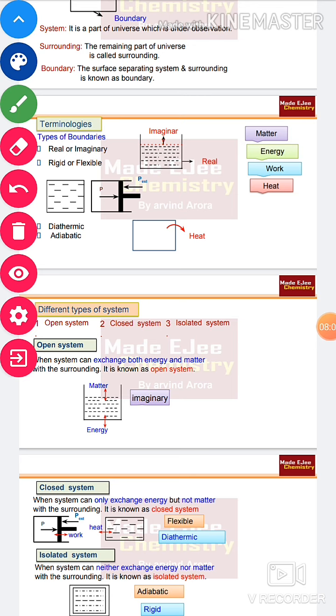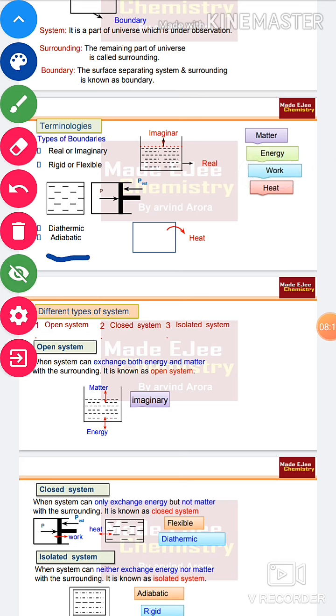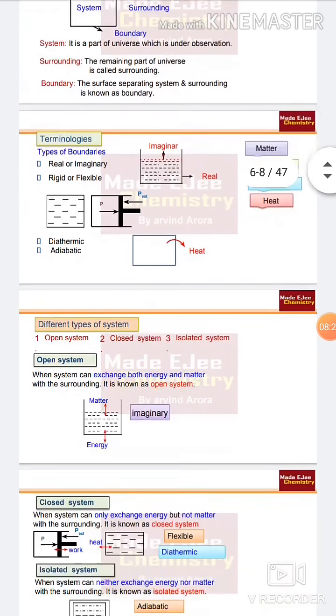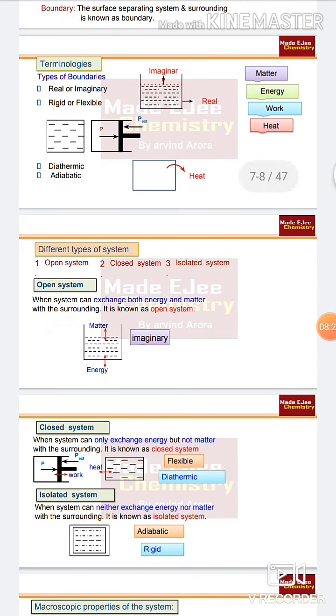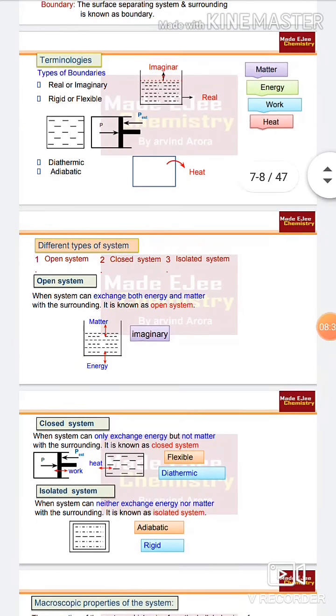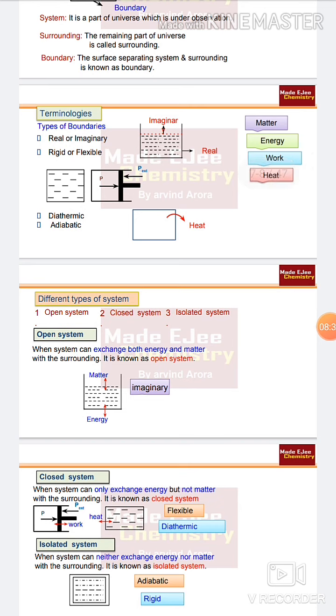That is called a diathermic boundary. The heat may be exchanged with surrounding. Then the fourth and very important type of boundary is adiabatic. What do you mean by adiabatic? The adiabatic boundary is a boundary in which heat cannot transfer from system to surrounding.